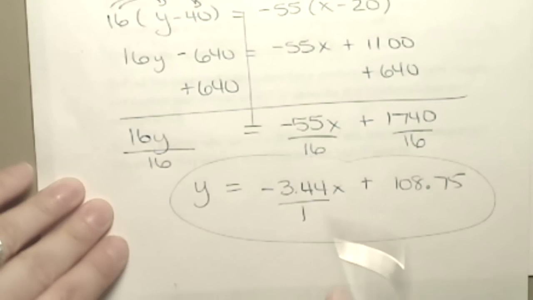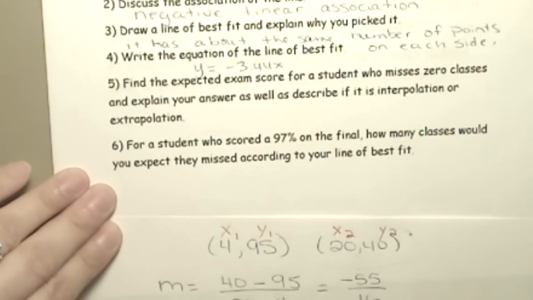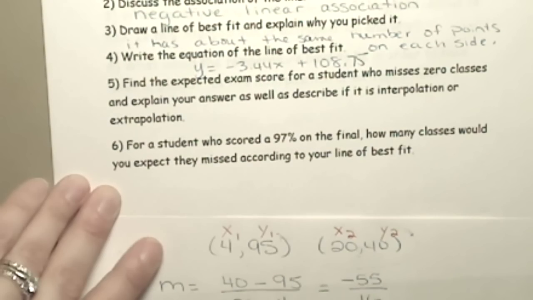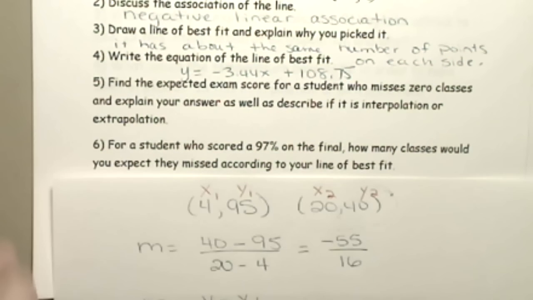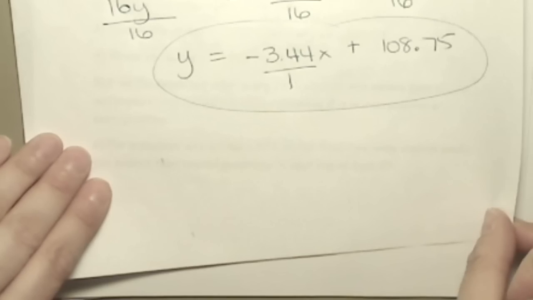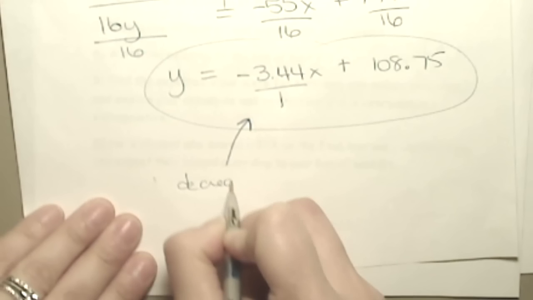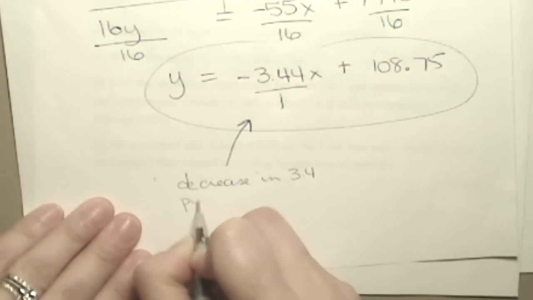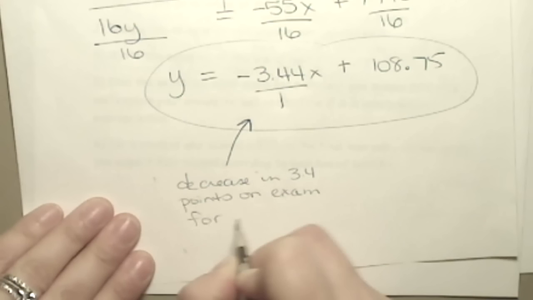So this is the linear model for this equation: y equals negative 3.44x plus 108.75. And you could be asked to explain what the slope and the y-intercept mean in terms of the real world. So we'll write that down here just in case, even though it's not asked here. Decrease in 3.4 points on exam for every missed class.